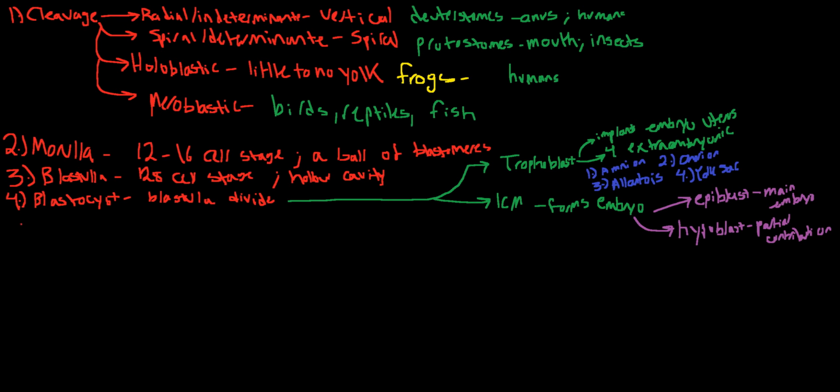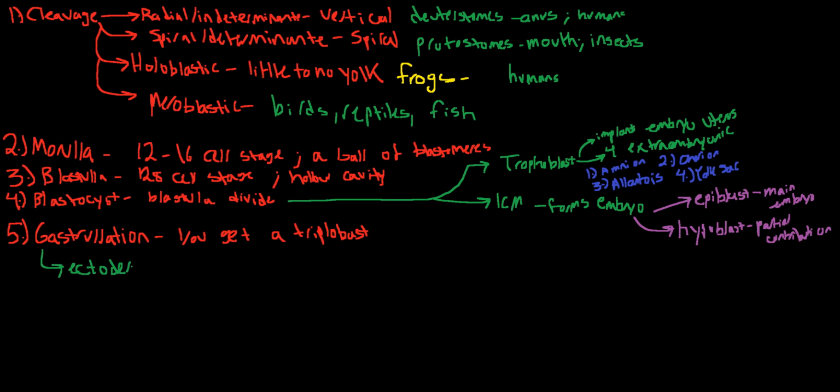Now we're on the 5th and final stage, and that is gastrulation. Gastrulation is the stage in which the embryo develops and you get a triploblast. You develop into 3 distinctive layers. So with gastrulation, you're going to get your ectoderm, your mesoderm, and your endoderm.